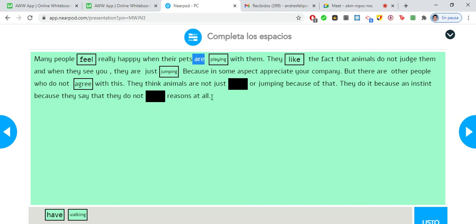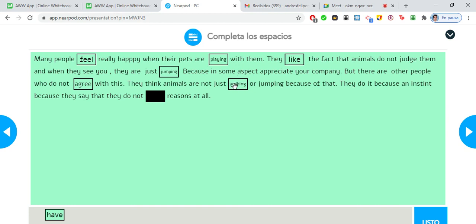They think animals are not just walking or jumping. They are not, verb to be, are not in negative. That the word just, it means solo. I can erase this word and the sentence is correct, but I can add it. It doesn't matter. There is no problem. They think animals are not just walking or jumping because of that.